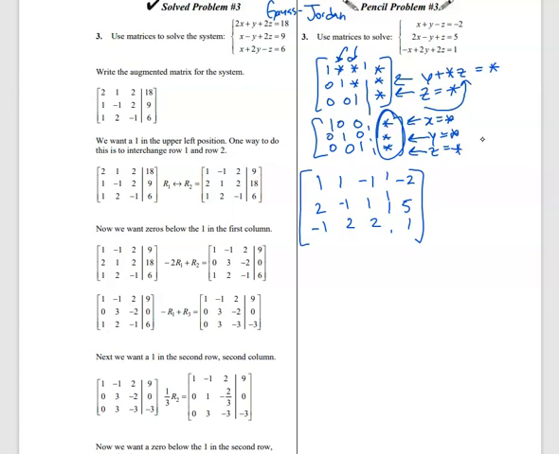Now, in order to get a 1 on the main diagonal, we should start here, starting in the first column. This already has a 1, so we're actually done with that part. And then what we should try to do is get 0s below. So we want this 2 to become a 0, we want this negative 1 to be a 0. And we should always get it by adding or subtracting multiples of this row where we just got the 1.